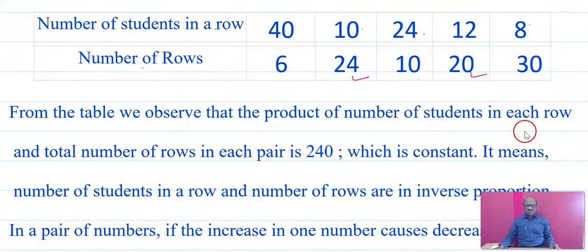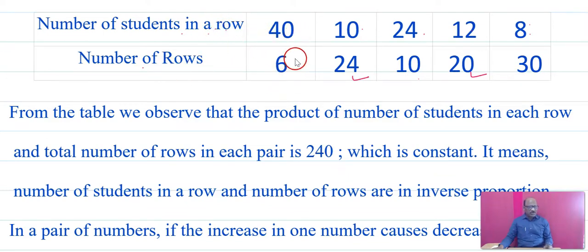Now from this table, you can observe that if the number of students in a row is big, that is 40, then the number of rows is less. Now see this here. Number of students in a row is 8. Therefore, number of rows is more, that is 30 rows. From the table, we observe that the product of the number of students in each row and the total number of rows in each pair is 240. That is, the number of students in a row and the number of rows.